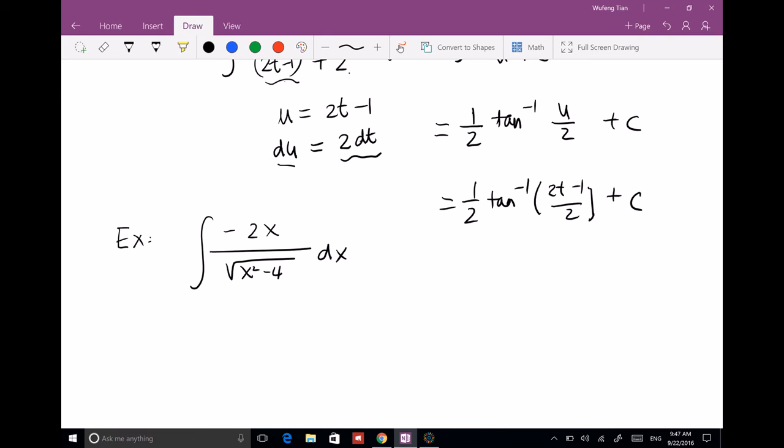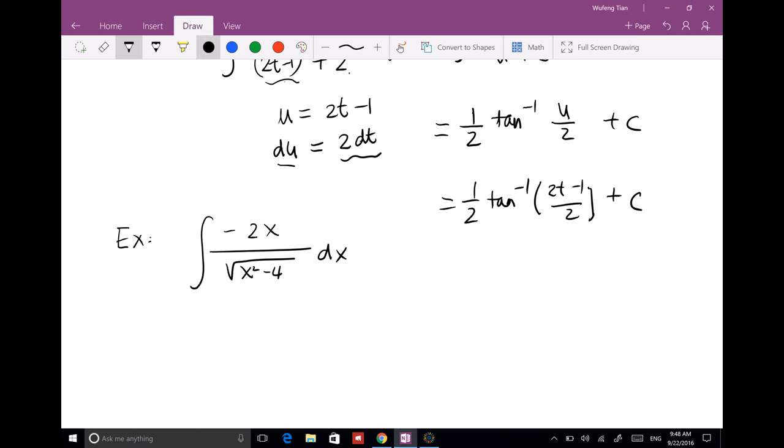So the most difficult part here is the square root of x squared minus 4. The bottom part is x squared minus 4. I don't want to do the square root part. I want to do the inside, because the top has exactly 2x. The derivative of x squared is 2x, and the derivative of 4 is 0. So that's perfect. I need a 2x dx.